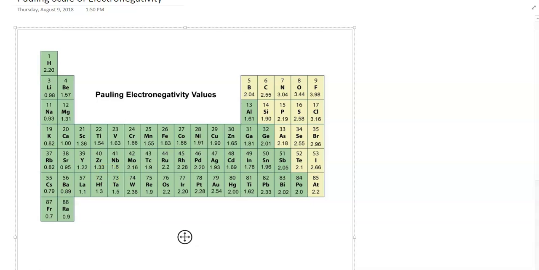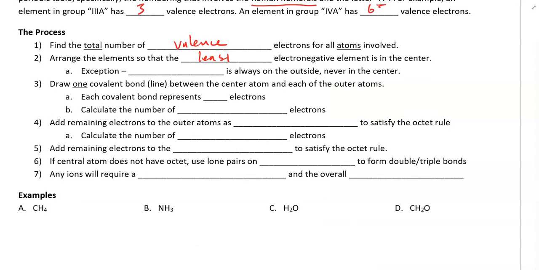that in the middle. Now, you'll find that with one exception, hydrogen is always going to be on the outside, never in the center. So even though hydrogen may sometimes be the least electronegative element, we just put it on the outside always and forever. Okay, next step, number 3.